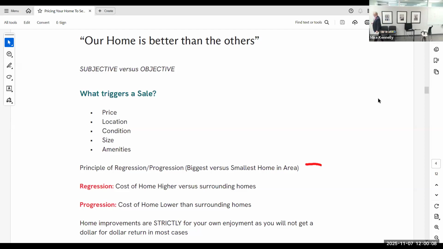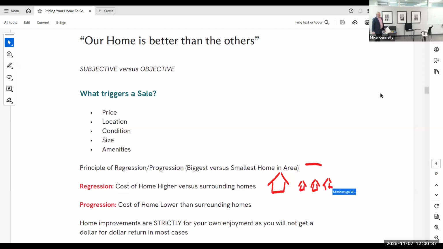In the principle of regression, cost of higher homes versus surrounding homes. What do you think that means, Mr. Seller? The cost of higher homes versus smaller homes. Okay, let me draw that for you. All right. So your home is the big home, and the homes in the area in your neighborhood are the small homes.